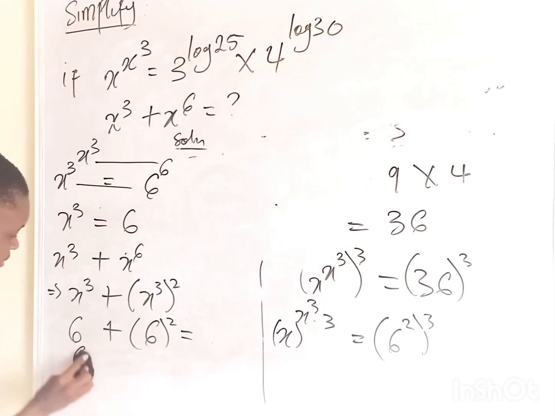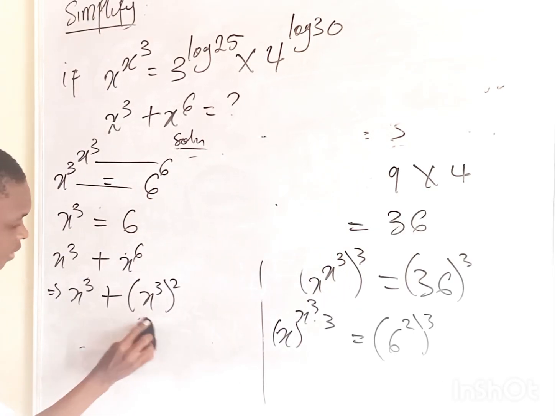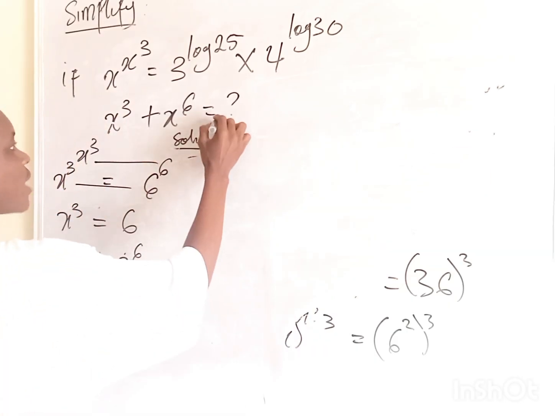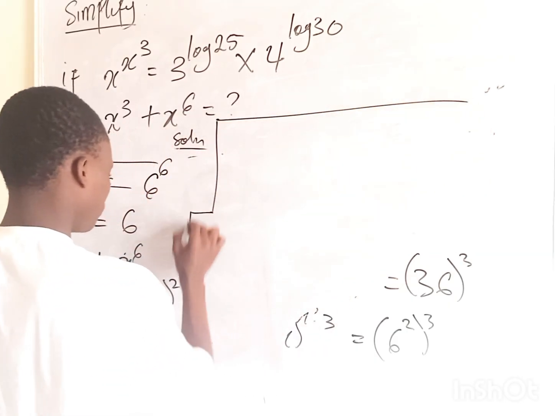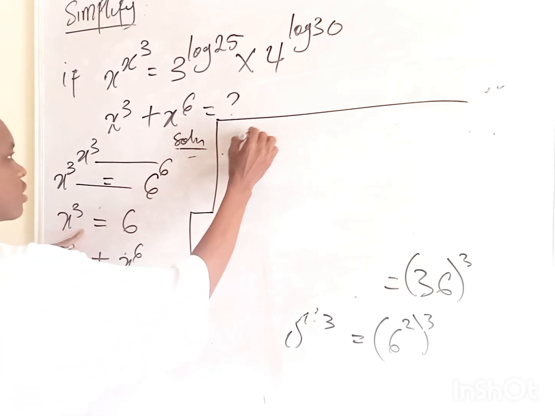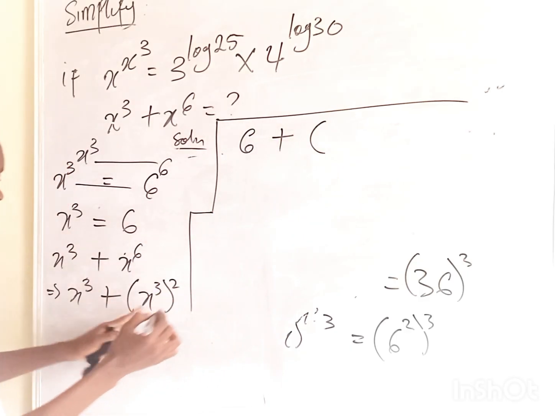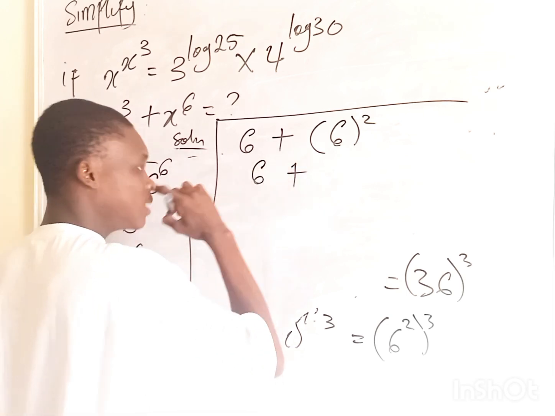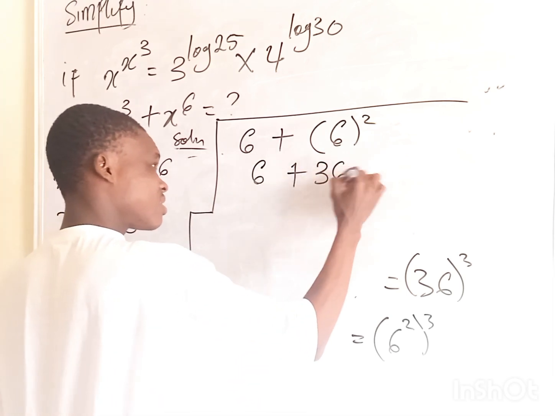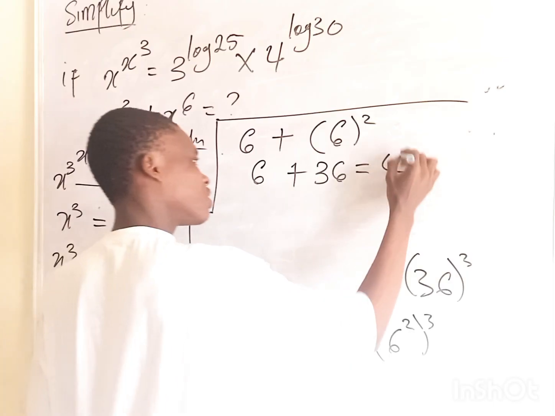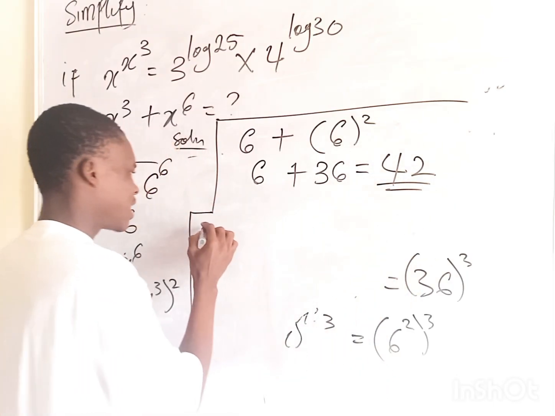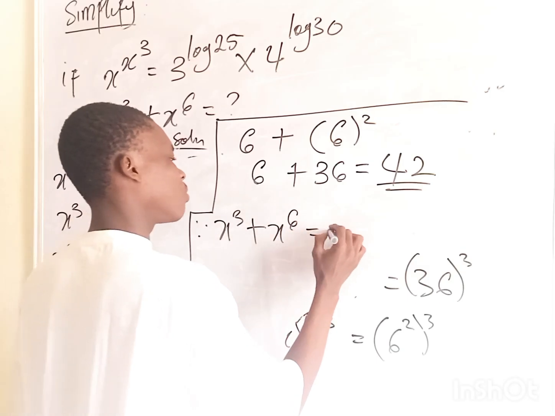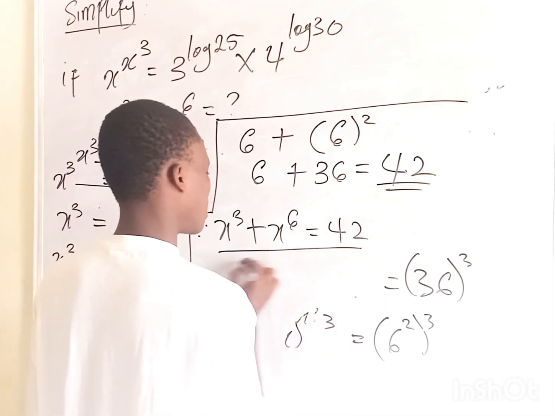Let me bring it up so you can see it very well. Bring it up to this part. All right, so from here, our x cube is what? 6 plus our x cube here is 6, but this is raised to the power of squared. So this is 6 plus this is 36 equals 36 plus this gives us 42, and that is the right answer. So clearly we can say, so therefore x cubed plus x to the power 6 equals 42, and this is the right answer.